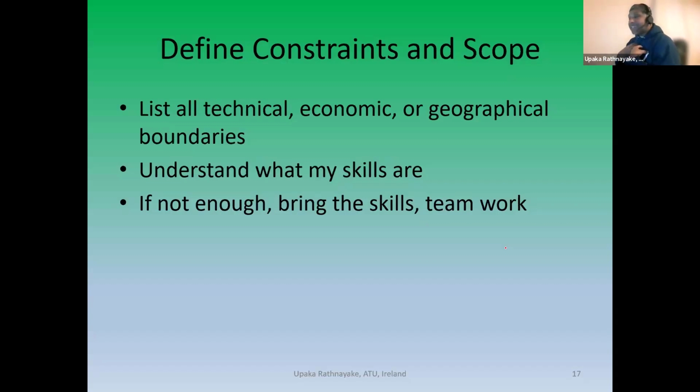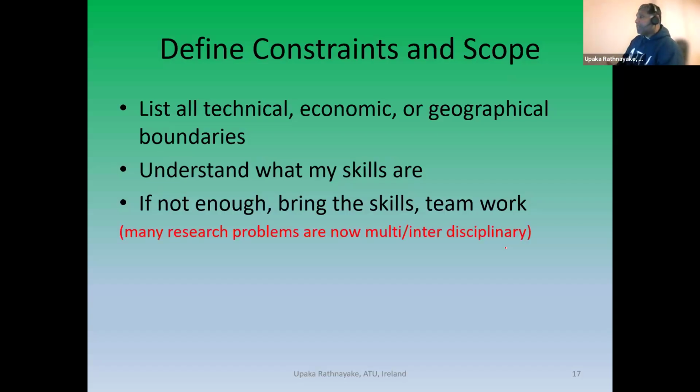So if my skill set is not enough, bring in some skills. For example, when we developed the soil temperature at 10 centimeters below the surface, I'm not an agriculturist, so I know nothing about those things. The root zone or the seed germination, I know nothing about that. But that was very important for our research work. So I had to bring those skill sets to the work. So getting a team is very important.